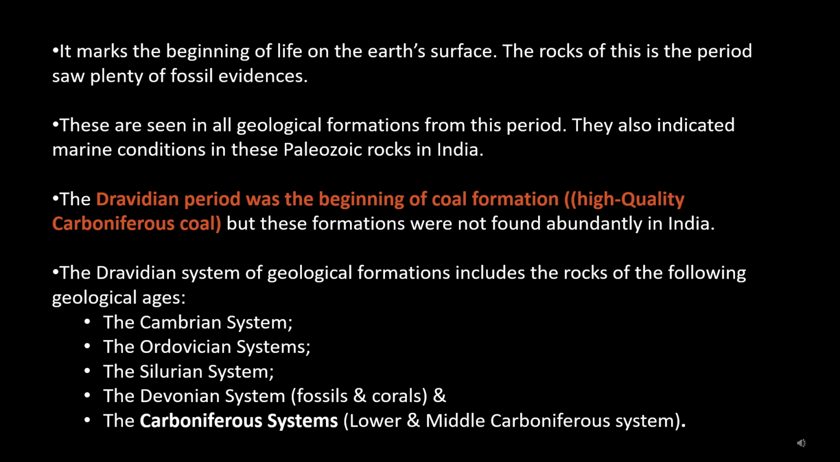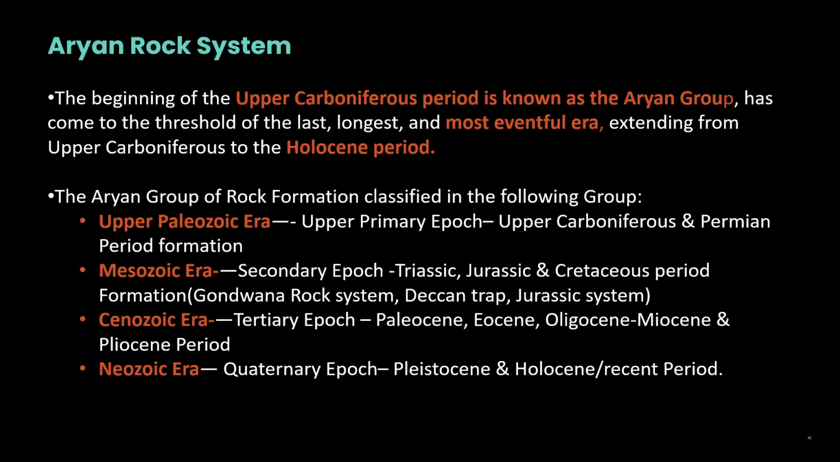The Dravidian system of geological formations includes the rocks of the following geological ages: the Cambrian system, the Ordovician system, the Silurian system, the Devonian system, fossils and corals, and the Carboniferous systems, lower and middle Carboniferous system. Aryan rock system. The beginning of the upper Carboniferous period, known as the Aryan group, has come to the threshold of the last, longest, and most eventful era, extending from Upper Carboniferous to the Holocene period.